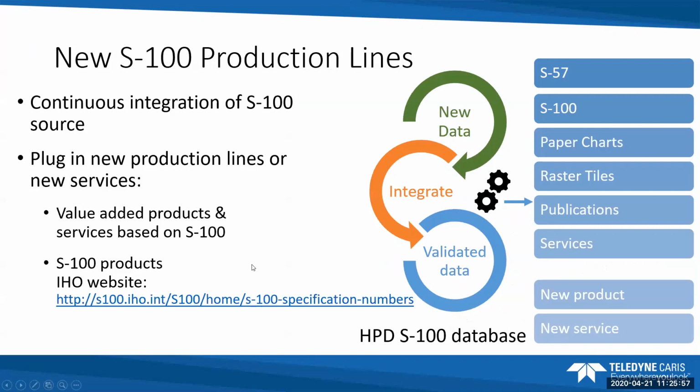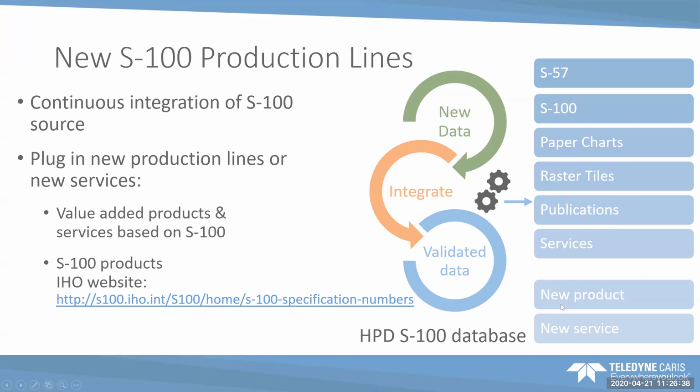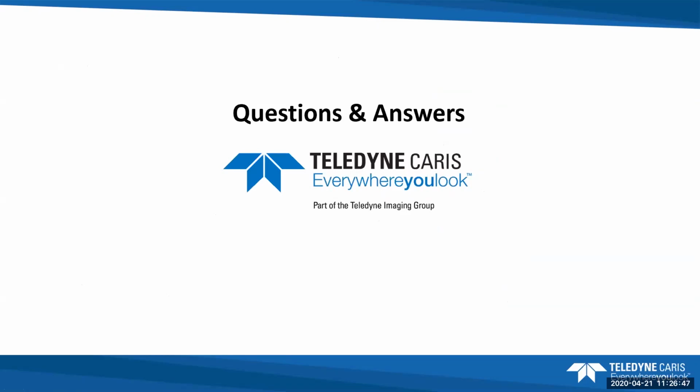And about production lines, the idea is that it's a data-centric solution. So you continuously integrate your S100 source, new data comes in, they are integrated, validated, and products are generated from the latest validated data. S57 product, S100 product, paper chart, raster tiles, publications such as list of lights, services, web map service, web feature service, for example. And you can add new products when you see fit. That was the last slide of my presentation.